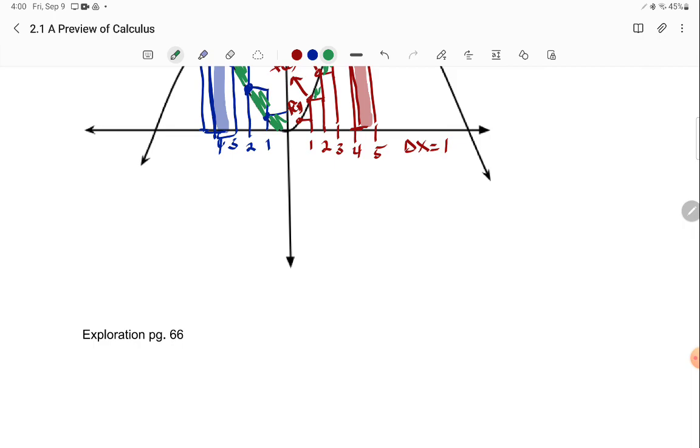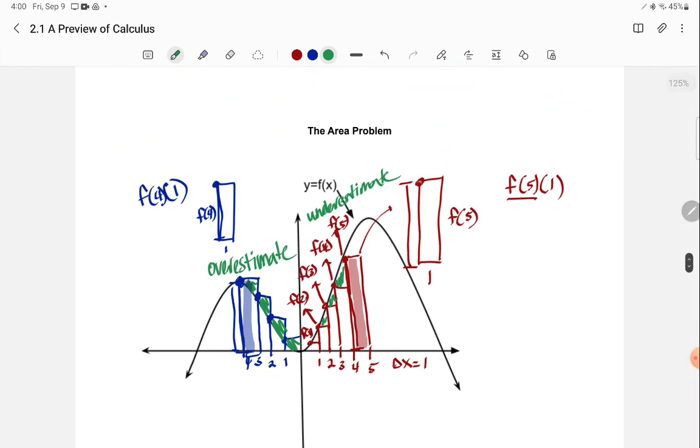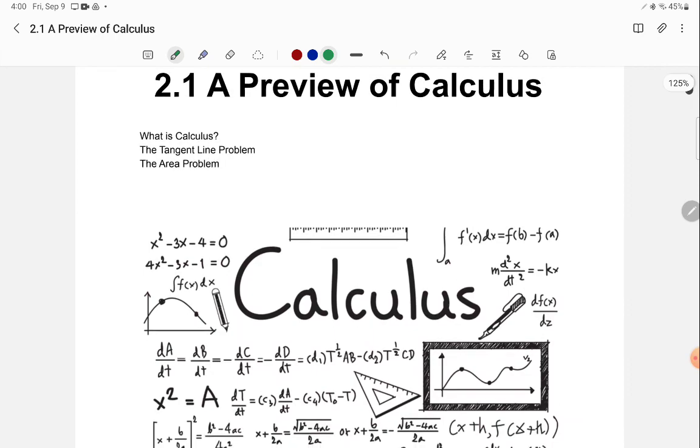And it's hugely important because we're in a changing world, so being able to use change to solve problems is really important, and that's all calculus means. It's the study of change, okay? So that's it for these notes. These are your 2.1 notes, a preview of calculus.